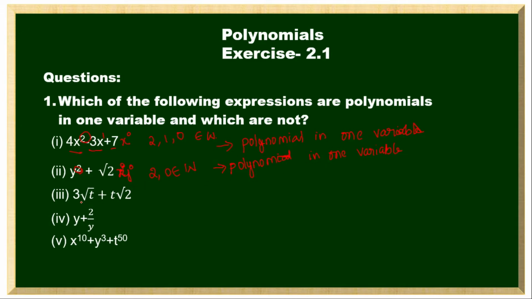Here, in the third expression, we have 3 root t. Root t can be written as t to the power of 1 by 2, and the other term can be written as root 2 into t. That means here the power of the variable is not a whole number. So we can say that it is not a polynomial.